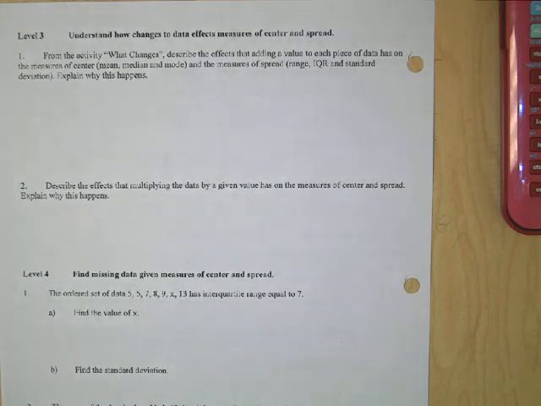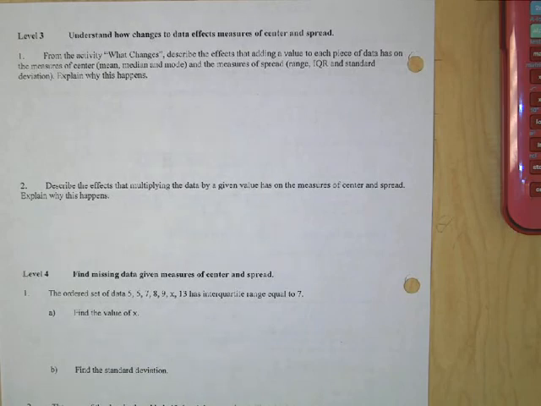Okay, what about if you multiply? So if you multiply the data, when you say multiply numbers by 5, which is what was on the What Changes, what happens is if you have a small number and you multiply it by 5, it's still relatively small. But if you have a large number and you multiply it by 5, it gets really big. So what ends up happening is the data gets spread out.